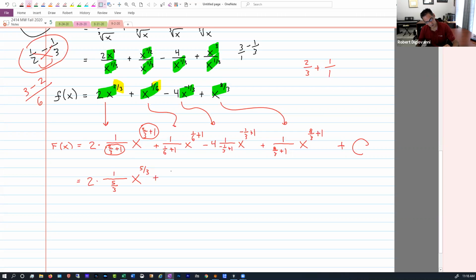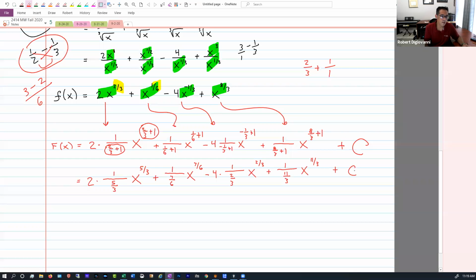And then plus 1 over 1/6 plus 1, 7/6, x to the 7/6. Minus 4 times 1 over negative 1/3 plus 1 gives you 2/3, x to the 2/3. Plus 1 over, let's see, you should get 11/3, x to the 11/3 plus c.